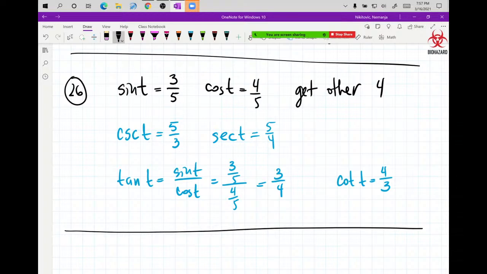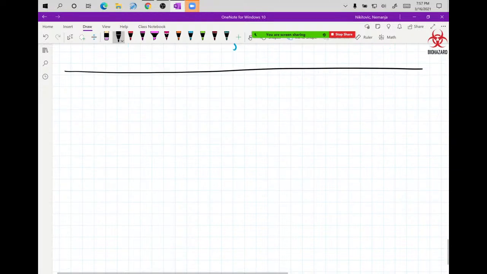So that was problem 26. Let's see what else they have. Okay, let me just see if I missed any of the key points. Yes, I did. Actually, I missed a lot. We need to talk about Pythagorean identities now.